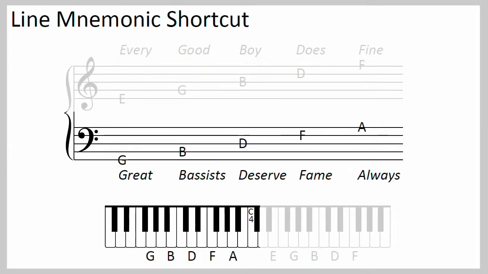For the bass clef, the mnemonic is "Great bassists deserve fame always." The first letter of each word in this phrase is the letter name of each of the 5 lines of the bass staff, from low to high.